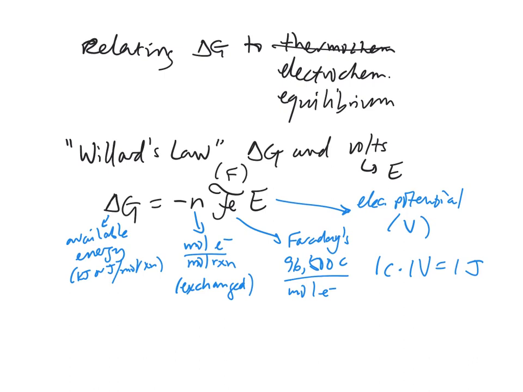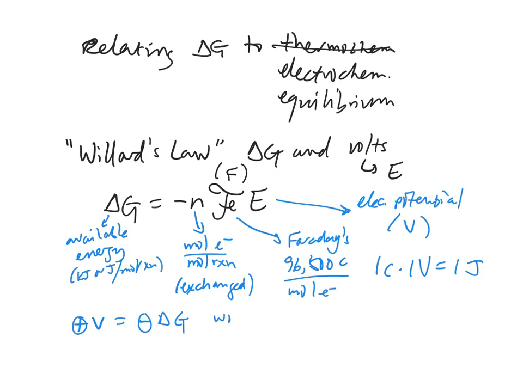So delta G equals negative nFE. If you look at the equation broadly, if I have a positive voltage, so E is positive, F is also positive, n is also positive. They're all positive quantities: a positive voltage, a positive amount of charge per mole of electrons, a positive number of moles of electrons exchanged. But then there's a negative at the front of that expression. So that's going to mean a negative delta G. A positive voltage correlates with a negative delta G.